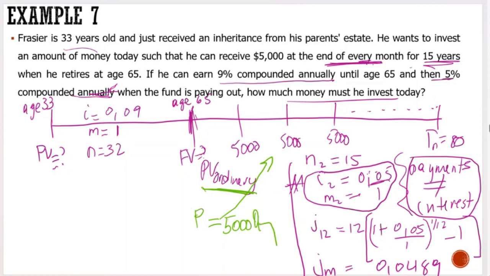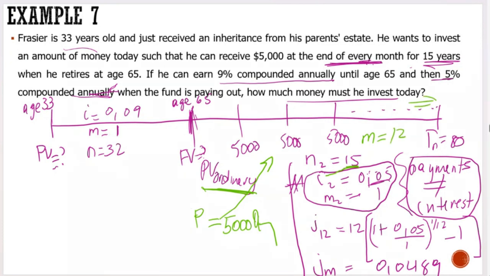What is our N? Our N is equal to 15. Okay, we've got our N, which is equal to 15. But remember, this thing is compounding monthly. So now your M is equal to 12.